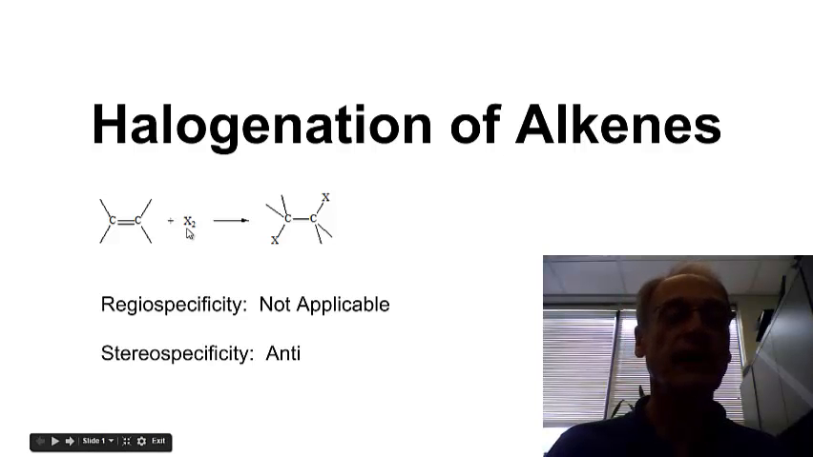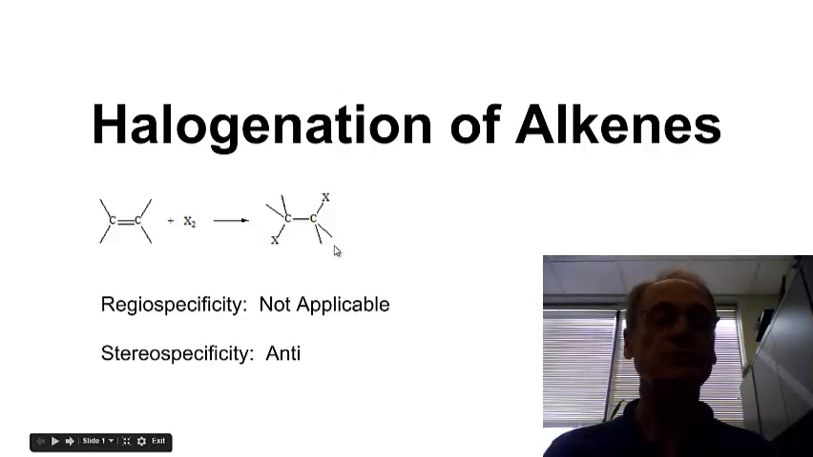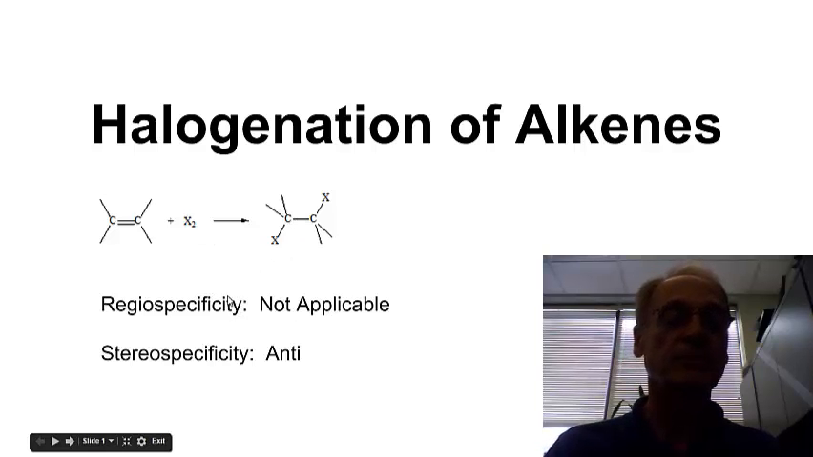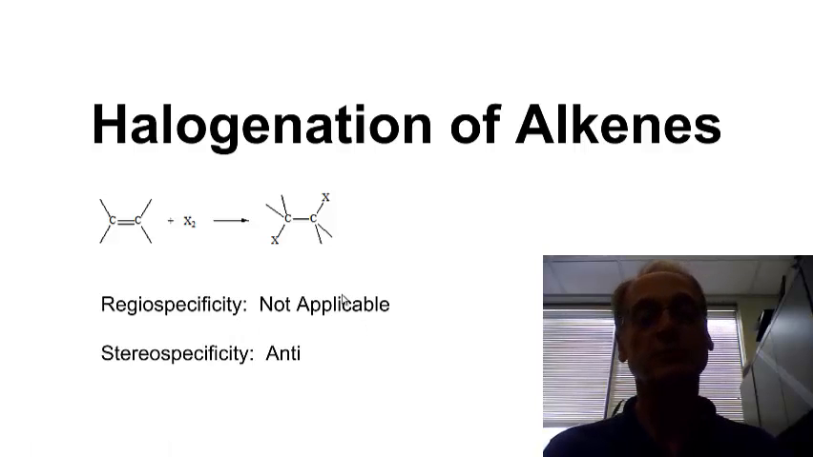or Cl2. And it's very simple in that both carbons pick up a halogen, so one goes on one carbon and one goes on the other carbon, and of course the double bond disappears. Because both things we're adding are the same as each other, the regiospecificity isn't applicable because you don't have to decide which one goes on which carbon because it's the same thing on both.